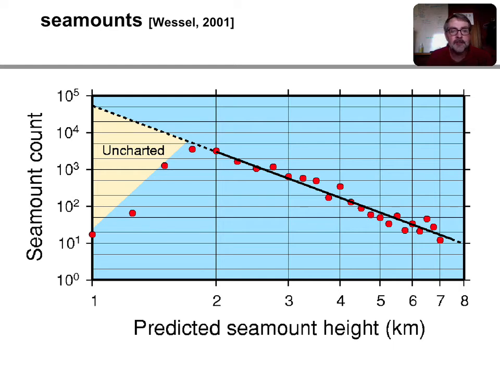How many are there, Paul? About 6,000? Something like that. Maybe about 6,000. I can't hear what you're saying. Anyways, if you project the number of seamounts back to, say, 1 kilometer high, you would find that there are, geez, how many is that? 30,000, Paul? Okay.